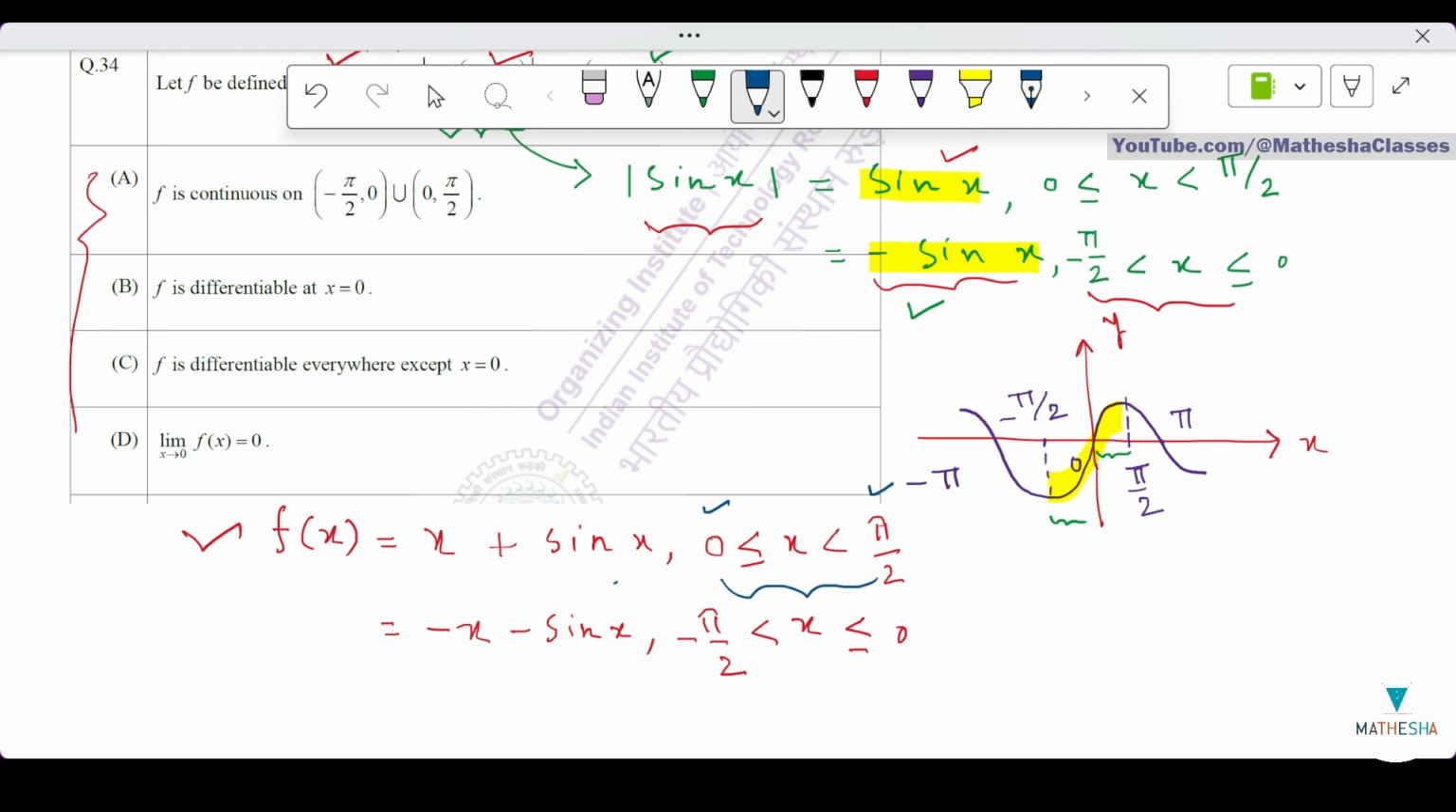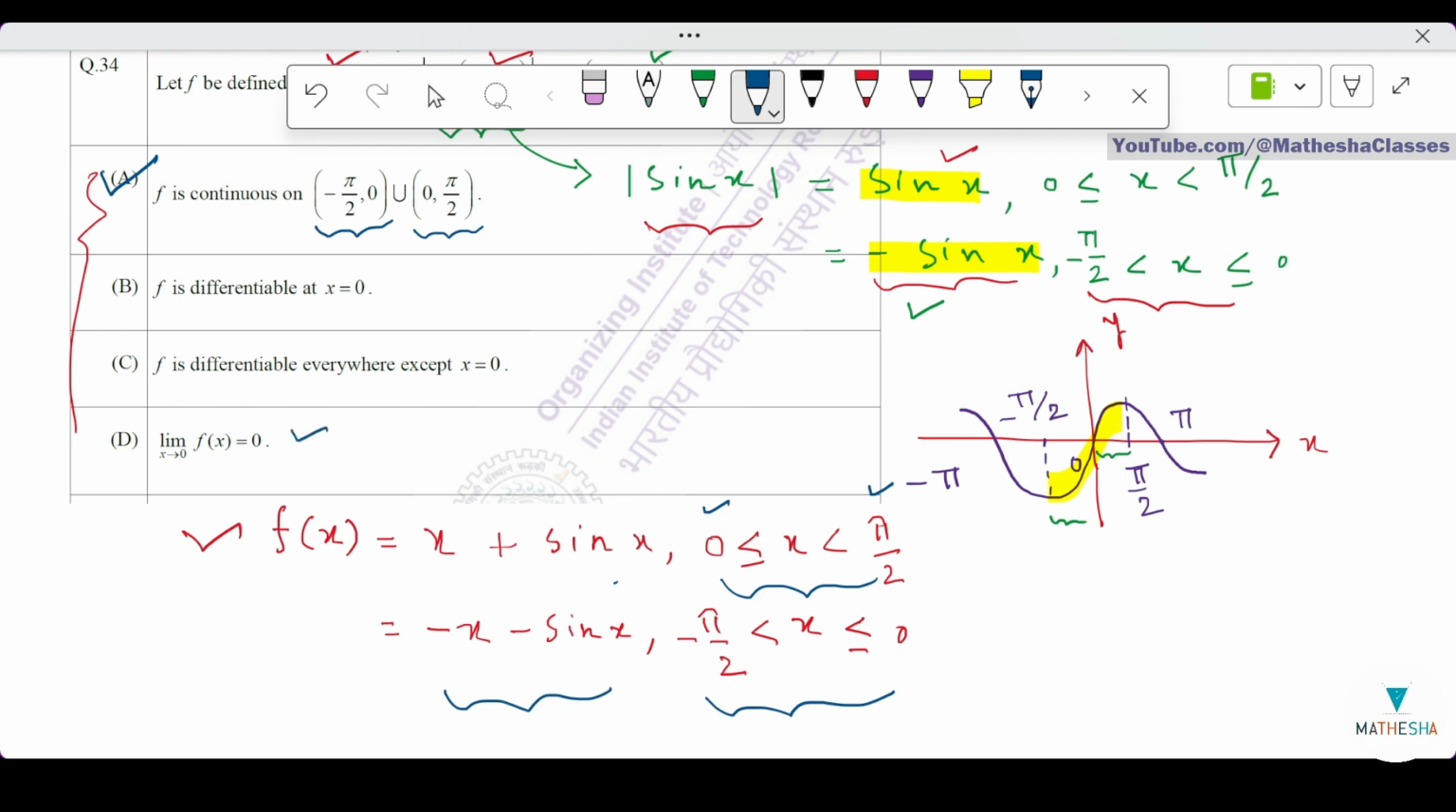And similarly we can say that between the range minus pi by 2 to 0, this function is continuous due to the same reason. So the first option is correct, f is continuous on the open interval minus pi by 2 to 0 union 0 to pi by 2. Well, now another thing that is very easy to check is option number D.